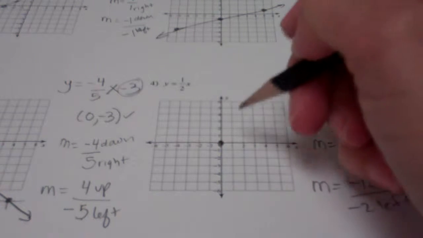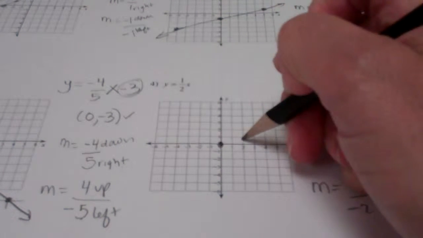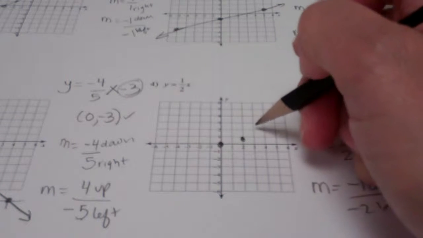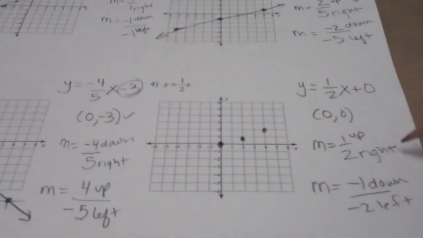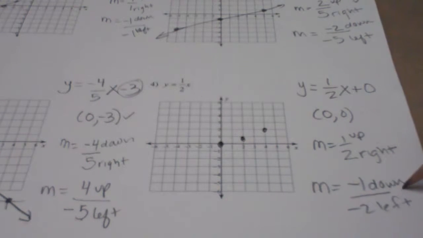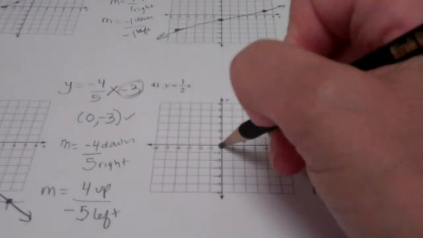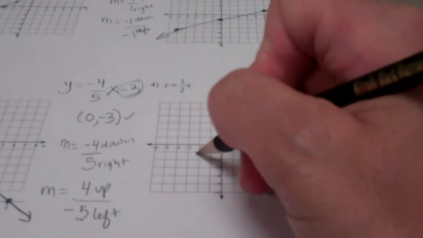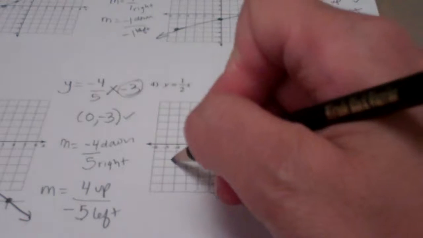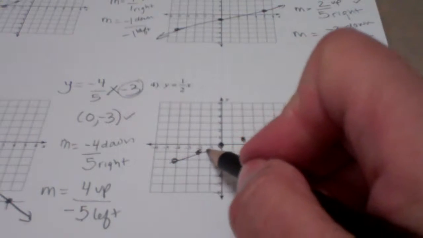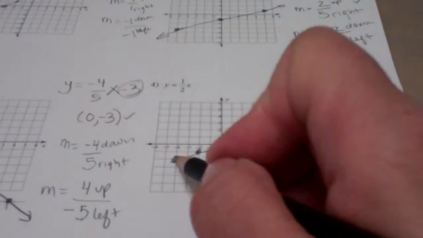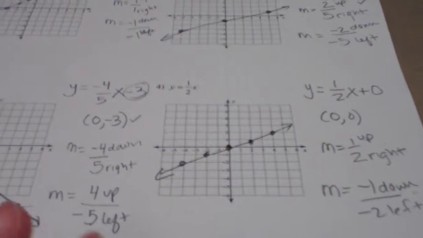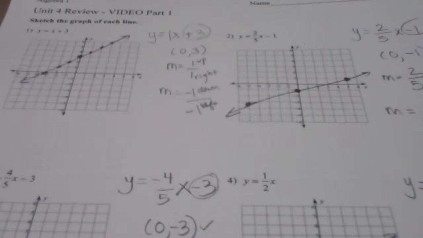Up 1 and right 2, up 1, right 2. I can do it one more time, up 1, right 2. Then back to our y-intercept. Let's do the opposite. Back to (0, 0), down 1 and left 2, down 1 and left 2, and I'm going to connect the points, put some arrows on. And there's our first worksheet.